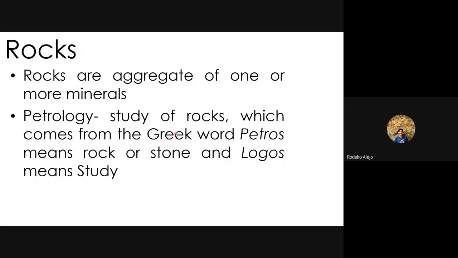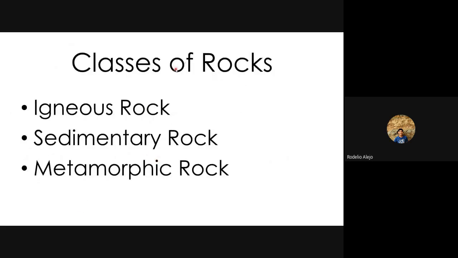Okay? So the study of rocks is what we call petrology. It comes from the Greek words petros, which means rock or stone, and logos, which means to study. So it is basic knowledge, or I think you know it already. So what are the different classes of rocks? So we have the igneous rocks, which are derived from the solidification process of lava and magma. Then we have the sedimentary rocks. Okay, these are the rocks that are formed from sedimentation of different sediments. Then we have metamorphic rocks, which come from the metamorphism of either igneous or sedimentary rocks.